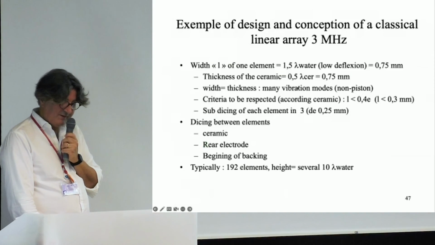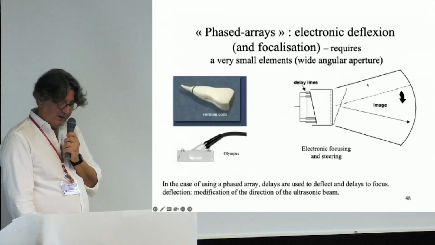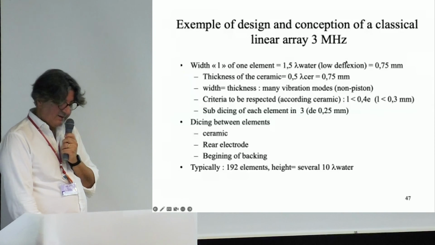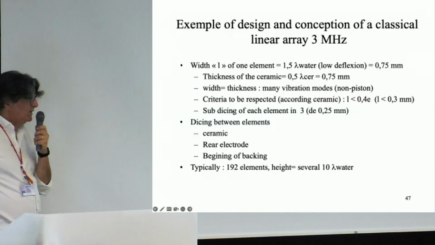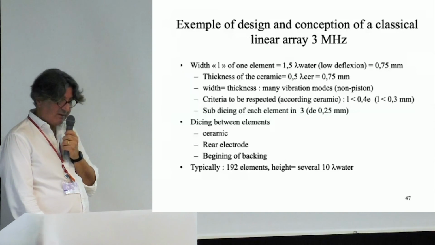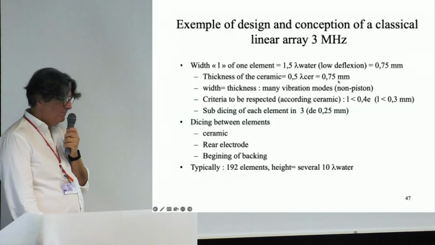Here is an example of a design. Let's say the width L of one element is 1.5 wavelengths in water. So it means that in water it's 0.5 millimeter. The thickness of the ceramic that we will choose for 3 megahertz will be half a wavelength, the wavelength in the ceramic, so it will be 0.75 millimeters.